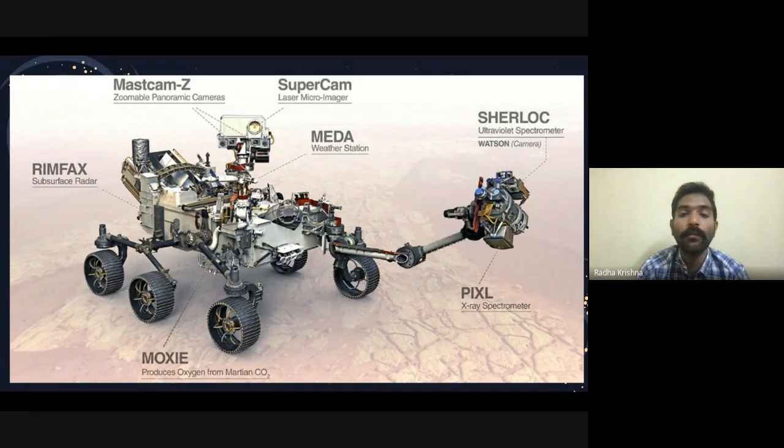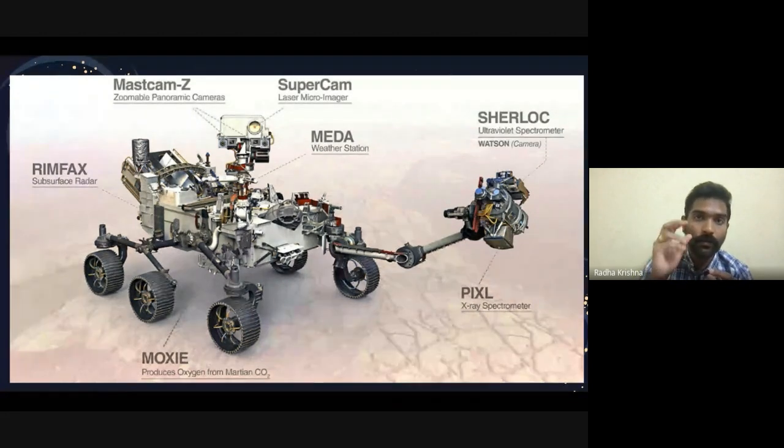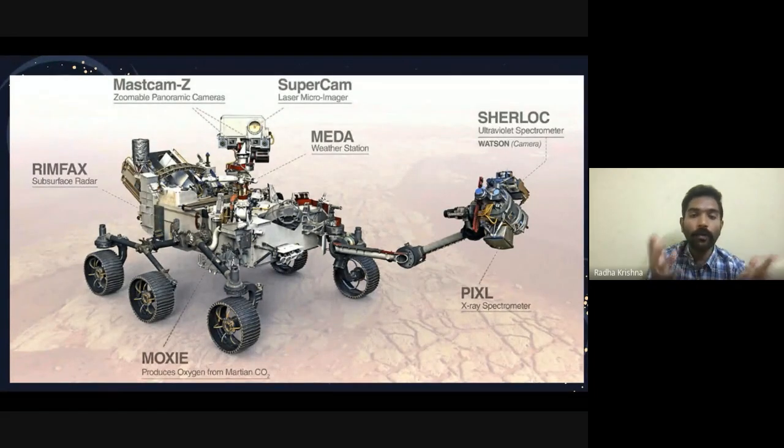We have laser micro imager. What laser micro imager does is, like, you have iPhones and you have lidars, right? So when you use laser, what you can get is 3D information. So on a microscopic level, you can observe the texture and what material it is made of using laser micro images.